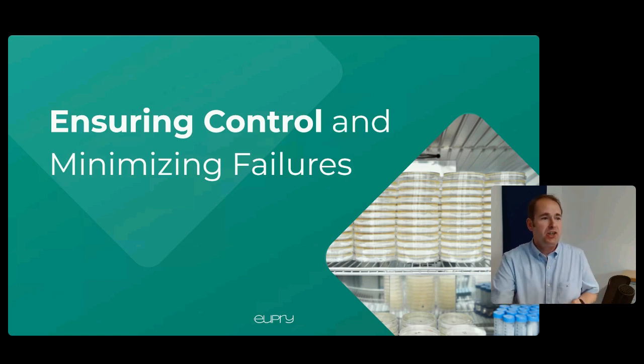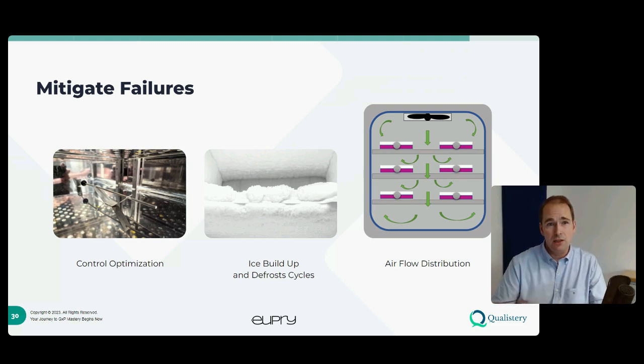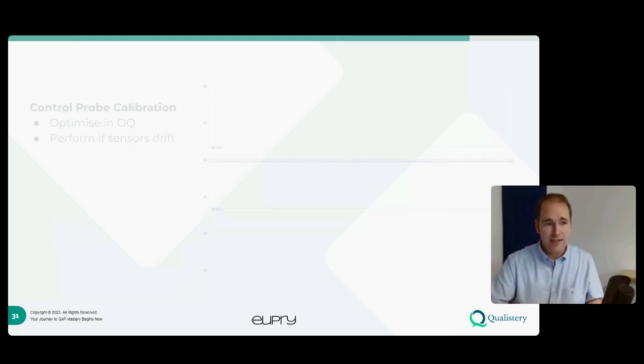So we're looking at ensuring control and minimizing failures now. There are a few failures that we can see on an ongoing basis with our units, and we can optimize and prevent those by doing things like control optimization, so optimizing the sensors that are controlling the systems. We can look at things like ice buildup and defrost cycles, which can be a common problem that people start to see. And also the airflow distribution within the units. These are the three main areas where we tend to see failures quite a lot. So let's take a look at a few examples now.